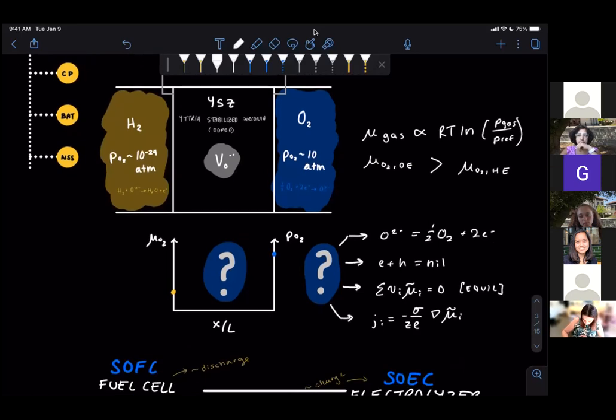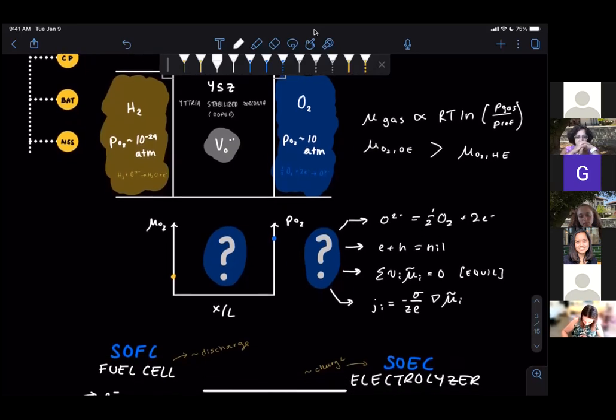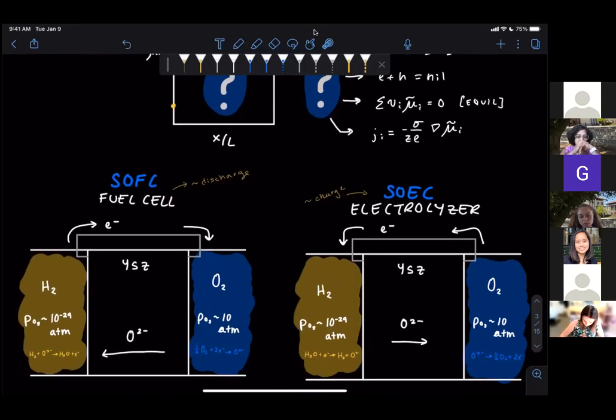And so just to review solid oxide fuel cells versus electrolyzers, you can see down here, a fuel cell is kind of the same thing as if you imagine you're discharging a battery. An electrolyzer cell is kind of the same thing as you're charging the battery. So what that looks like is that in discharge mode, basically the electrons are going to naturally want to go this way around the circuit.